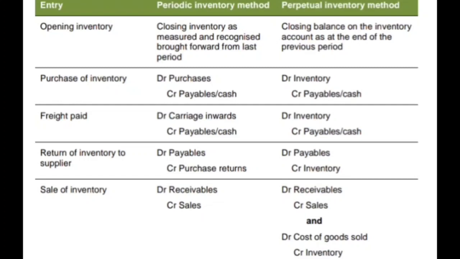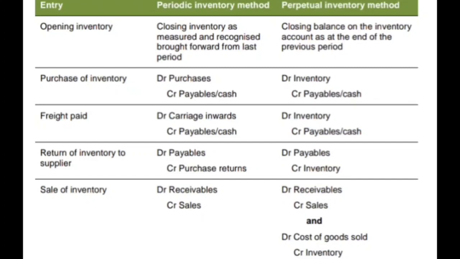period. Then, while recording the purchase entry under the periodic inventory method, you will record it as you do in the normal journal: purchases shall be debited, and payables or cash, whatever the terms of purchase were, you will credit. Then, under the perpetual inventory method, inventory shall be debited instead of purchases, and cash or payables shall be credited. Then, freight or transportation paid.